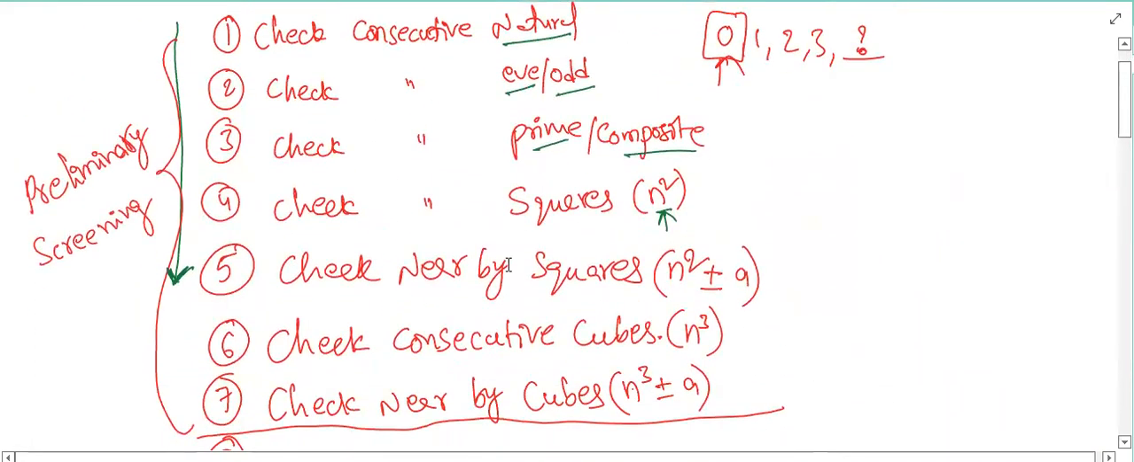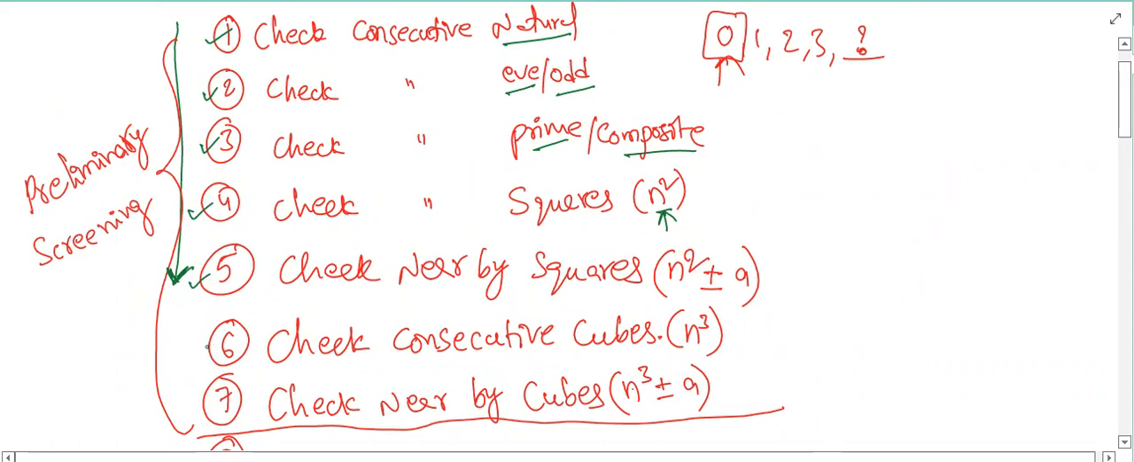Do you remember the procedure? First of all, we have to check whether the given numbers are consecutive natural numbers or not. If not matching, check even or odd. Not matching, prime or composite. If it is also not the logic, then pairs. We check the square numbers. If they are not matching, nearby squares. Check the nearby square numbers, square plus or minus something.